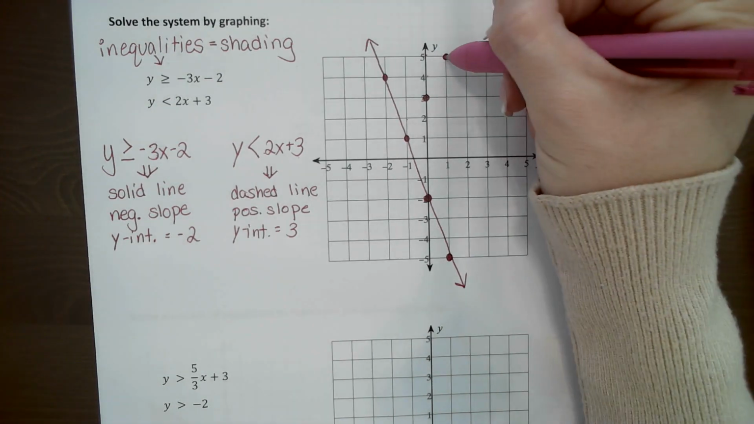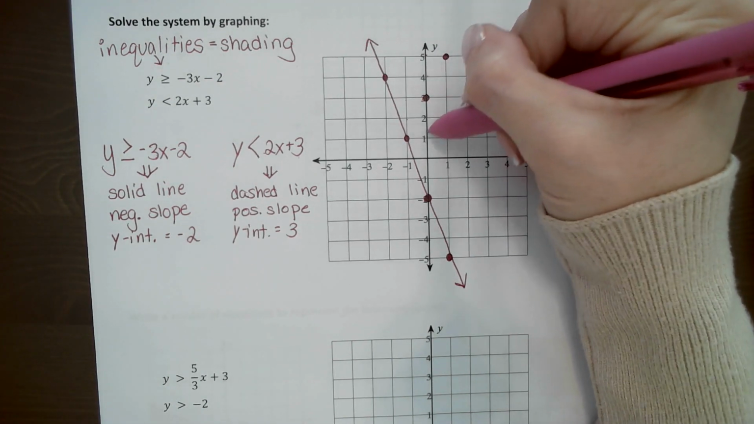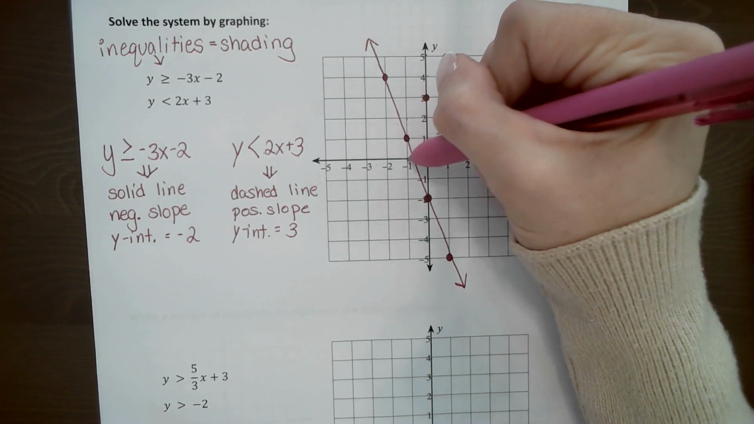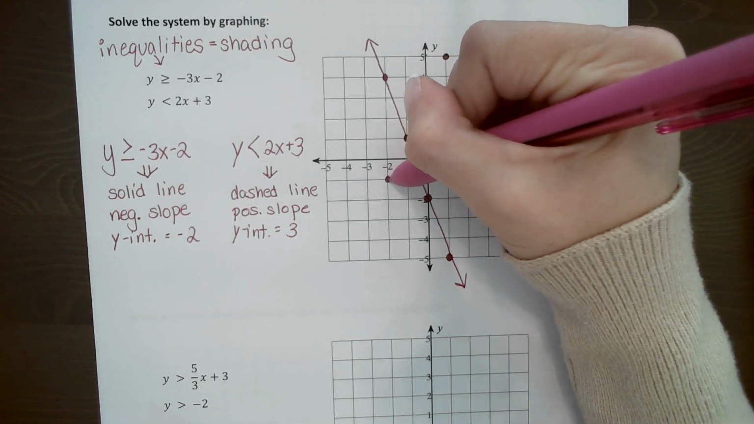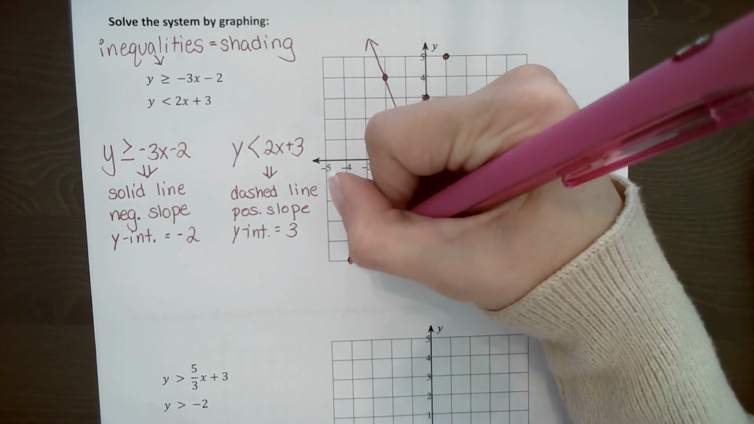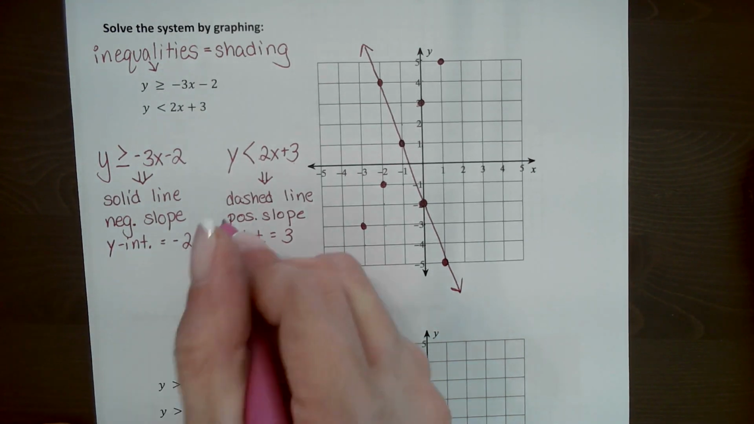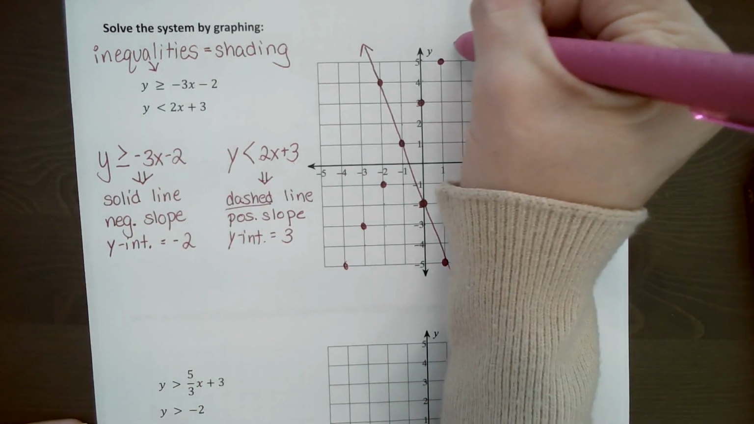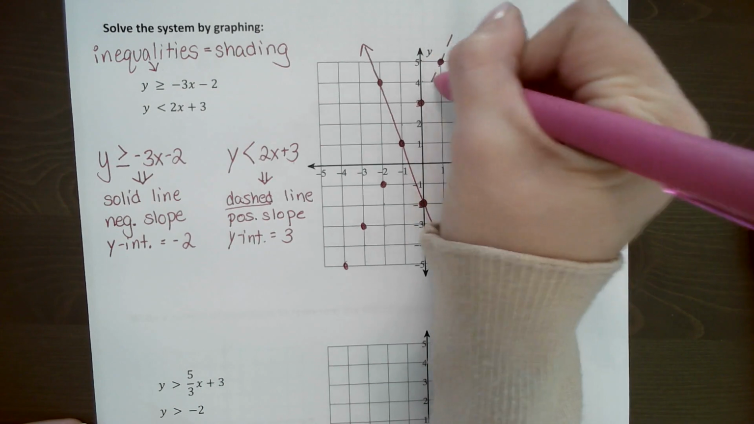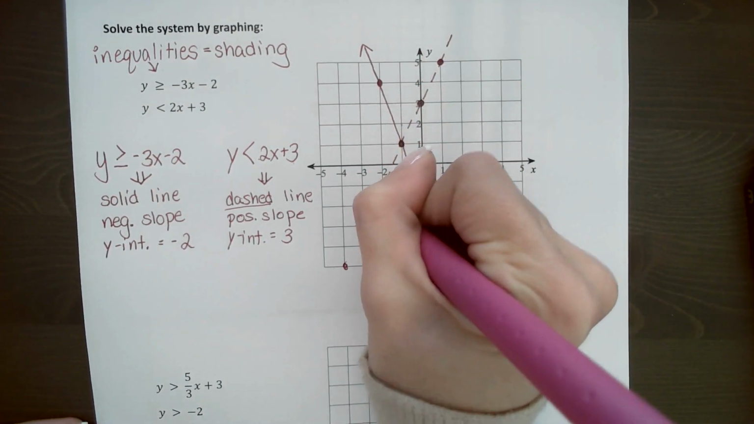Now we've run out of space, so we go back to the y-intercept and go down 2 to the left 1. Down 2 to the left 1. All right, so we have our points plotted. Now we have to connect the dots. Remember, this one is a dashed line, so when I connect them, I am going to make sure I do so with a dashed line.